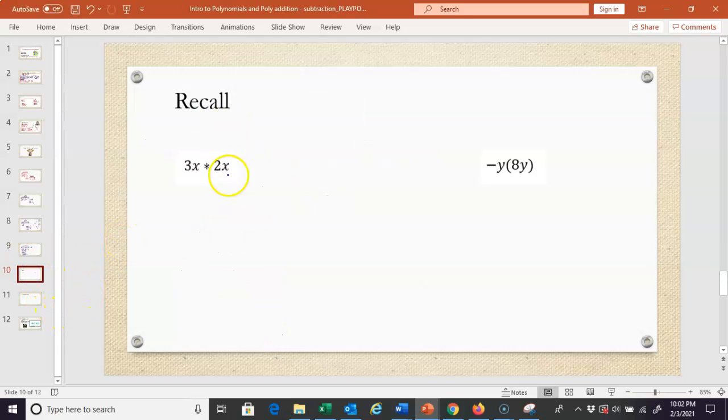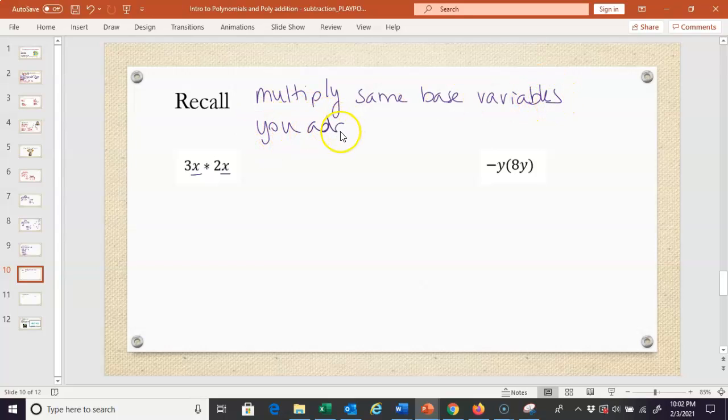Now let's recall some rules about multiplying. So remember, when you multiply two variables that are the same base, right? X and X, they have the same base. You're allowed to add the exponents. So when you multiply same base variables, you add the exponents. That's a rule that we learned a few weeks back.